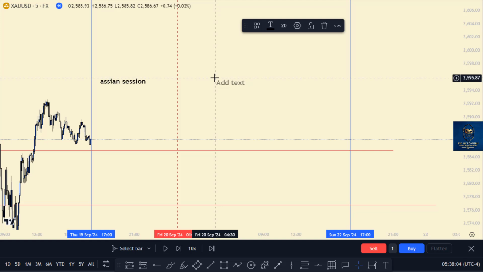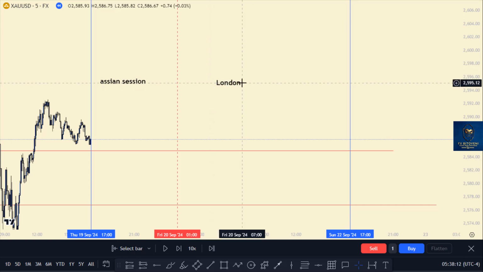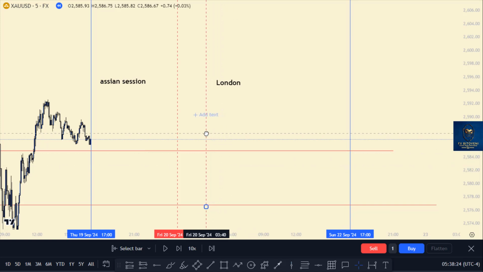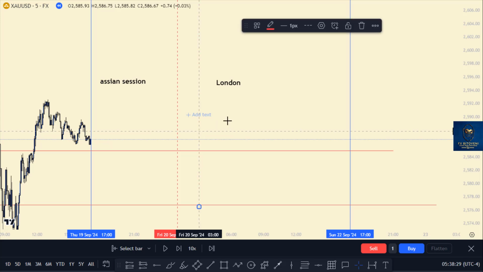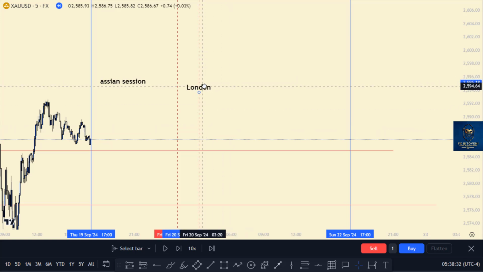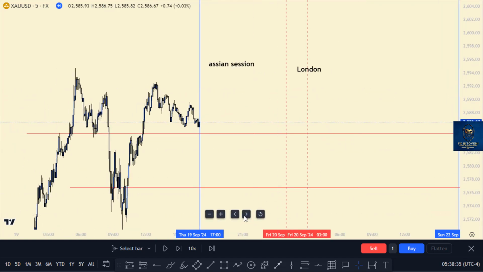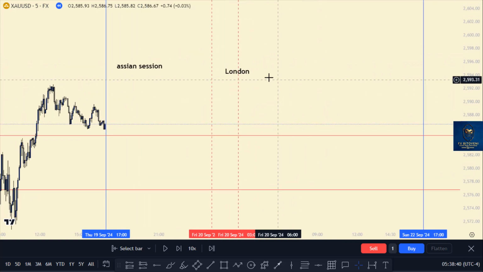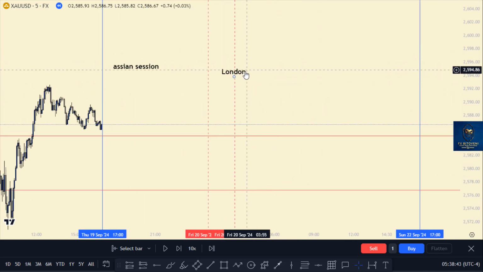Then we are going to find the London kill zone, which is 3 a.m. London kill zone will start from here, right here on this line. This line is for London kill zone. So between these two lines, it's Frankfurt.